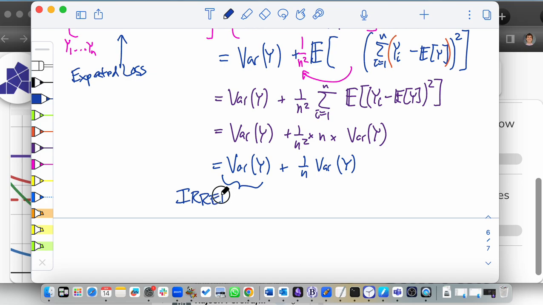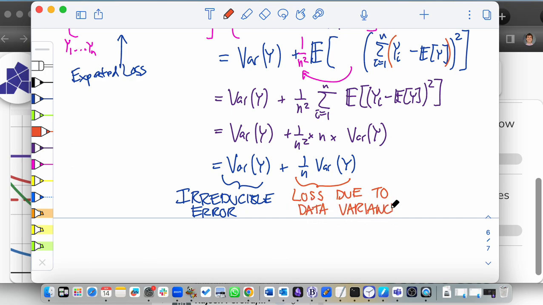Irreducible error. That is the dotted red line. And this second one is how we approach it, how we go down. As we get more and more data, this will go down to 0. And so I'm going to call this term the loss due to variance. Loss due to, I'm going to call, say, data variance.